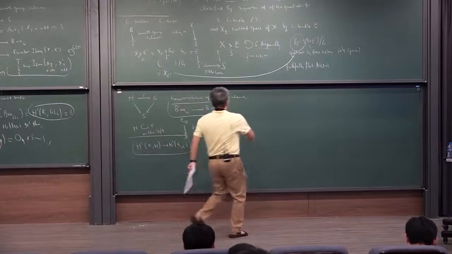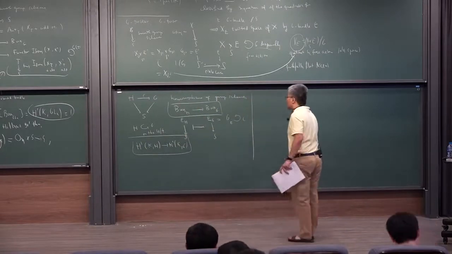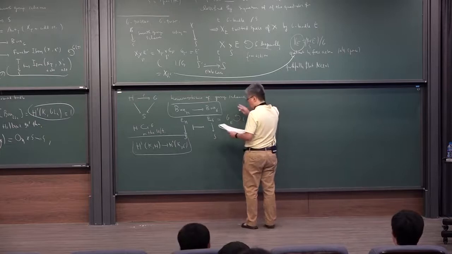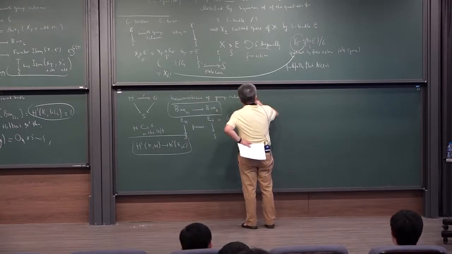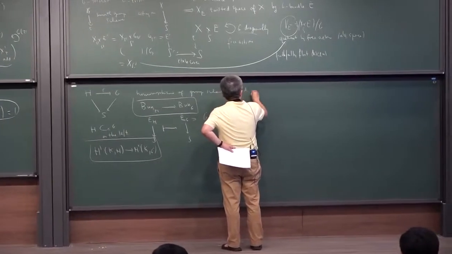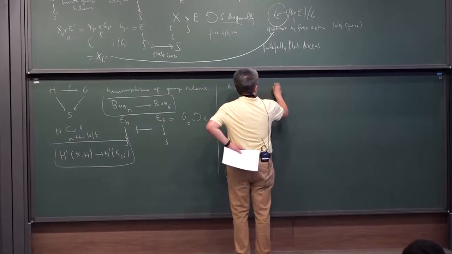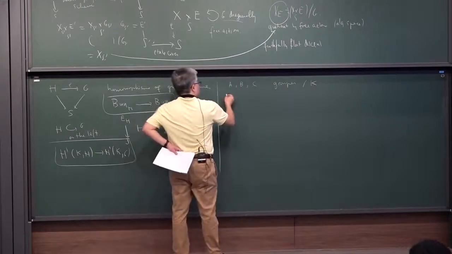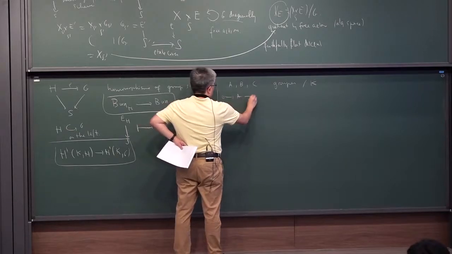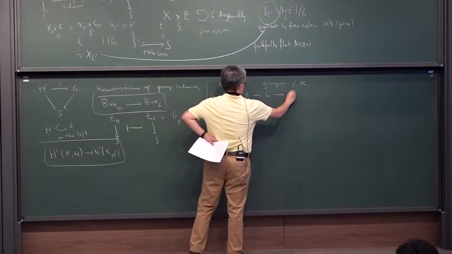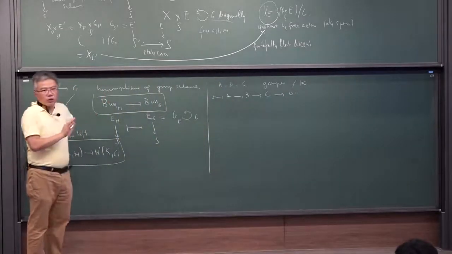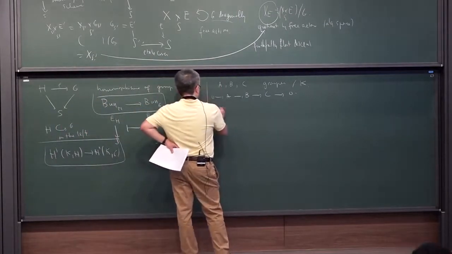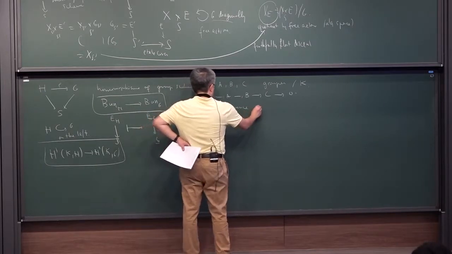So just the last piece of developing this, I think I'll talk more than I want to, but let me just finish it. Let A, B, C be algebraic groups or something. Assume that you have an exact sequence. Let's say they are commutative groups to start with. Then from the exact sequence, you have a long exact sequence in cohomology.